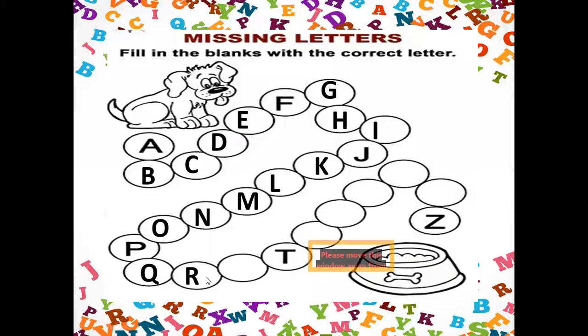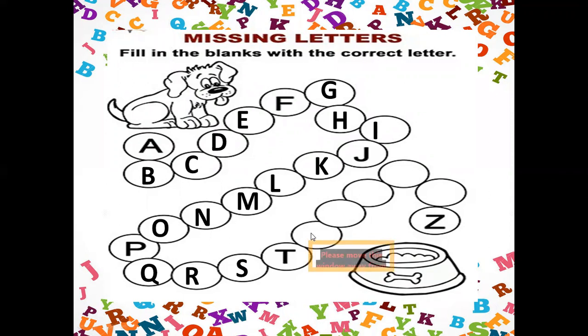Now after R, again we have a missing letter. Let's check out what that missing letter is. It is S. The next letter after R is S. And we already have a given letter after S, which is T. Now again we have missing letters from T to Z.